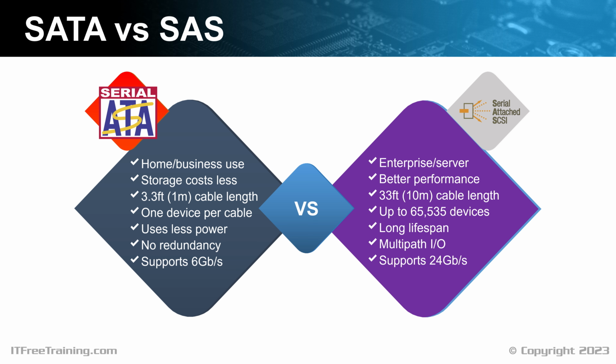Lastly, SATA supports speeds up to 6 gigabits per second. Due to a lot of engineering and software-related issues, we may never see another version of SATA, so this may be the fastest speed SATA achieves. Only time will tell. SAS currently supports up to 24 gigabits per second. At the time this video was made, 45 gigabits per second was under development.